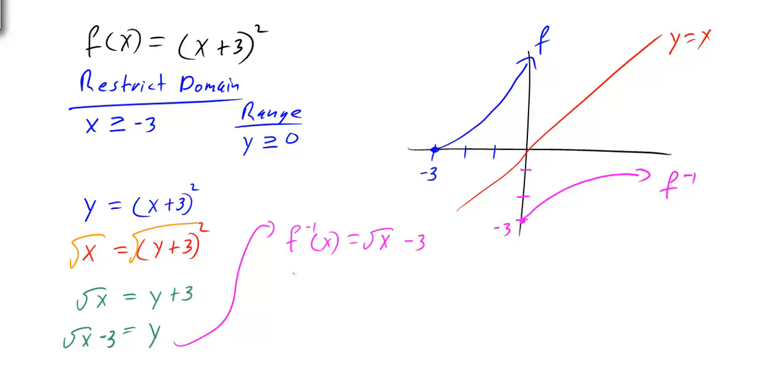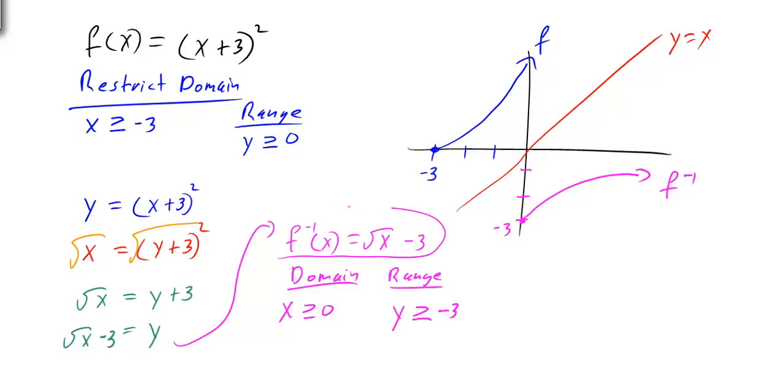Now to finish this problem up, what is the domain for the inverse function? Well, our x values, notice, are what? x is always greater than or equal to 0. And the range of this inverse function, it never goes below negative 3, so that means y has to be greater than or equal to negative 3.